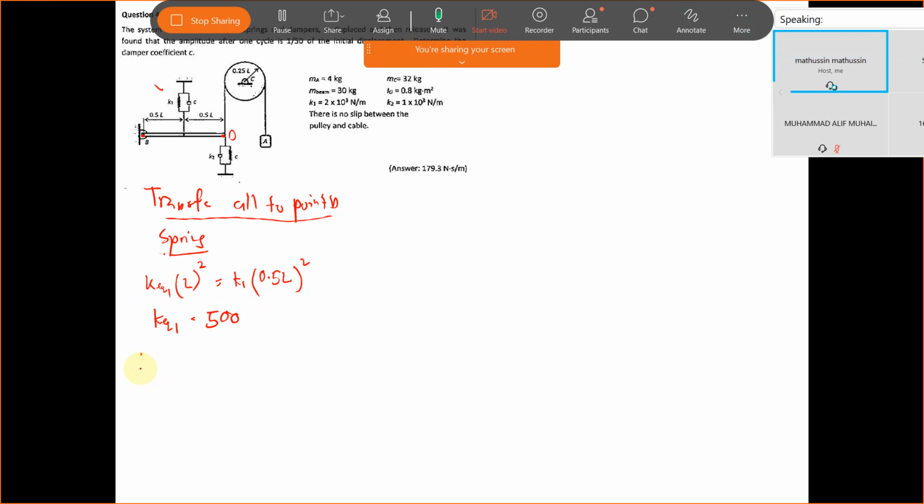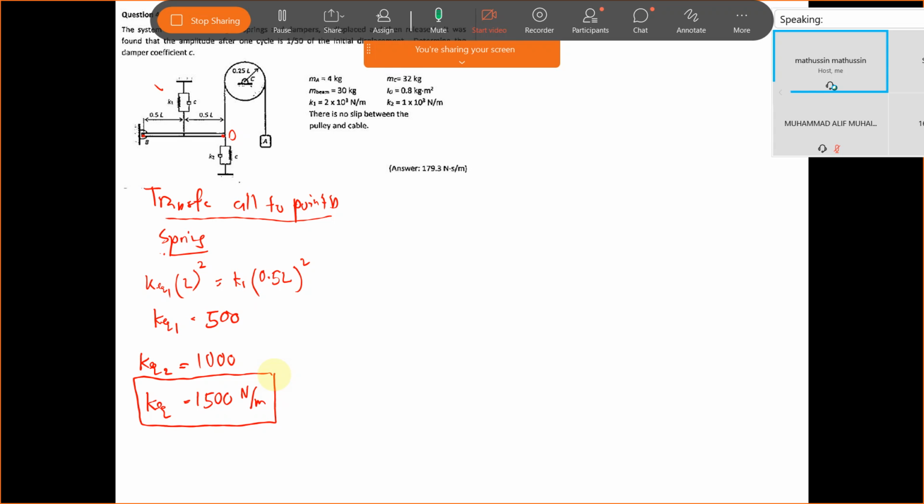What is our K equivalent 2? K equivalent 2 adalah 1000. Okay, 1000. So then our total K must be 1500, isn't it? 1500 Newton per meter. So that is our K equivalent.